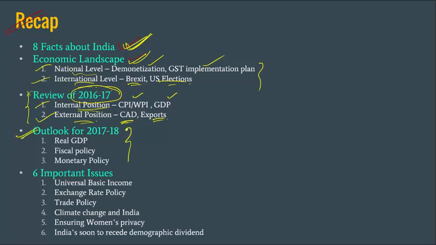And after reviewing the past, we had a look at the future. What is the outlook for 2017-18? There the real GDP growth prospects are very good. Some suggestions are given in the fiscal policy aspect. And when we talk about monetary policy, there's a scope of easing of the monetary policy because the deposits with the bank are going to increase because of demonetization. Then we spoke about 6 important issues, right? Universal basic income, exchange rate policy, trade policy, climate change in India, ensuring women's privacy, and the last, India soon to recede demographic dividend, right?